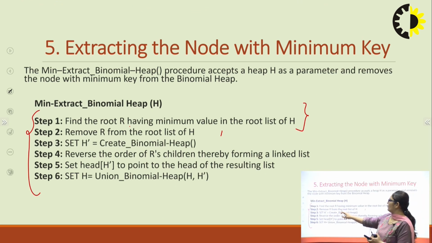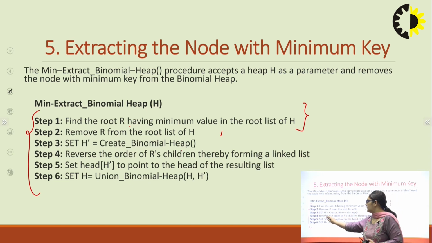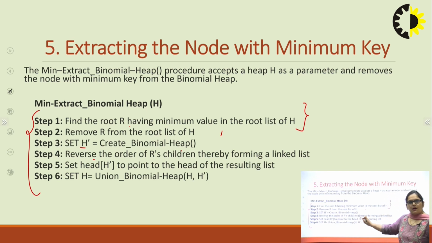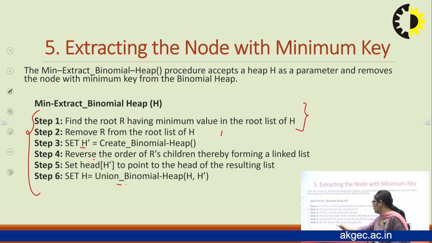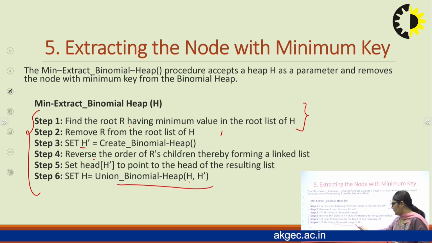After removing r from the root list of H, we have to create a new empty binomial heap which returns a pointer H dash, and also we have to reverse the order of r's children, thereby forming a linked list, and set the head of H dash to point to the head of the resulting list, and at the end we have to unite the actual binomial heap H and the new binomial heap H dash.